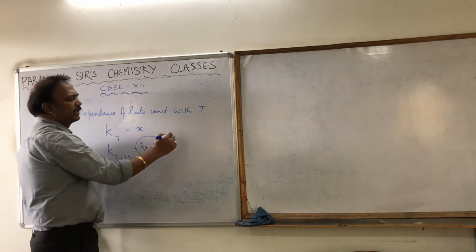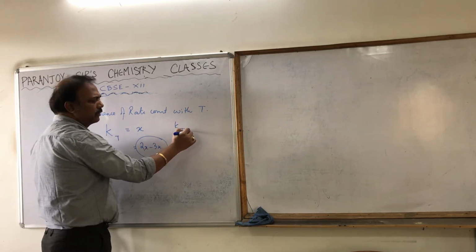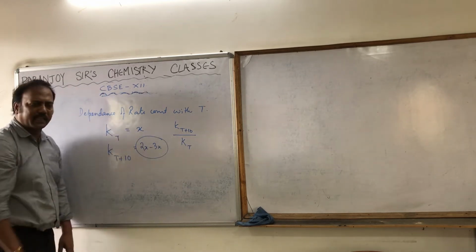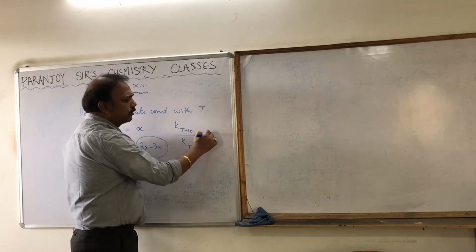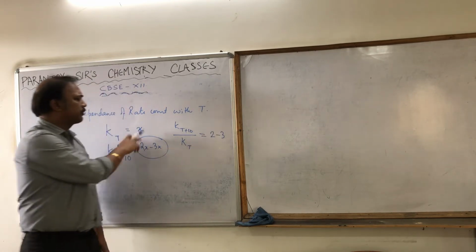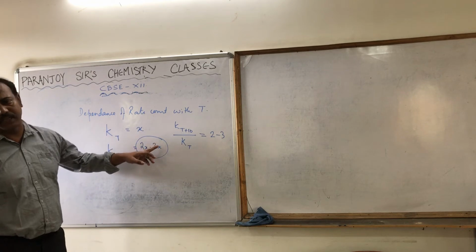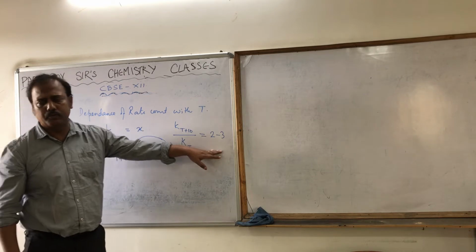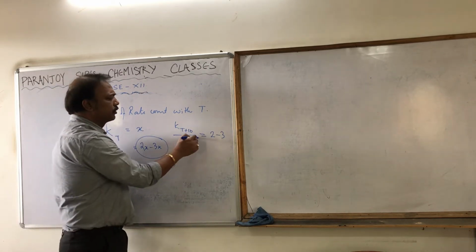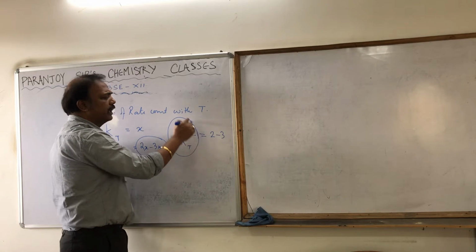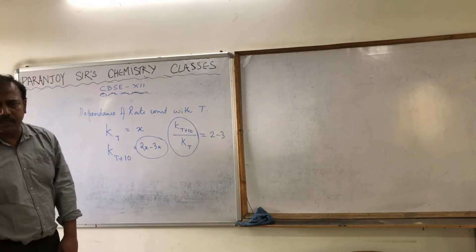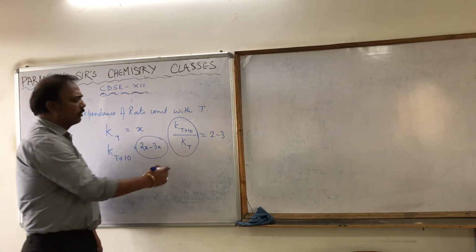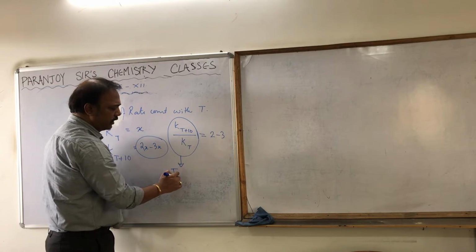So can I say that K at T plus 10 divided by K at T is in between 2 to 3. If it is 2x, then 2x by x, that is 2. If it is 3x, that's the maximum possibility, 3x by x, that is 3. So the value will always be in between 2 to 3. And for this ratio, one term I am going to introduce. Very common question. This particular ratio of the rate constant at T plus 10 to T is called the temperature coefficient.